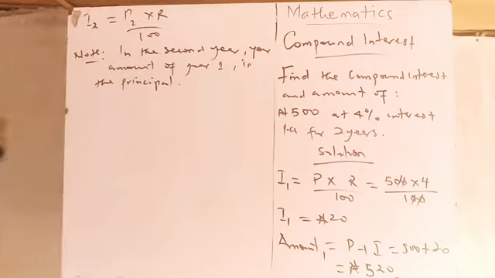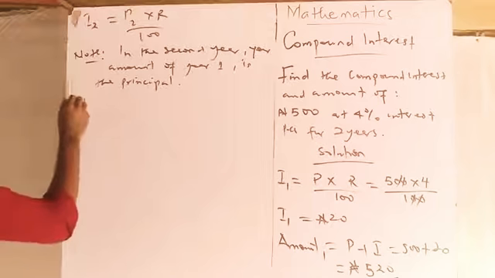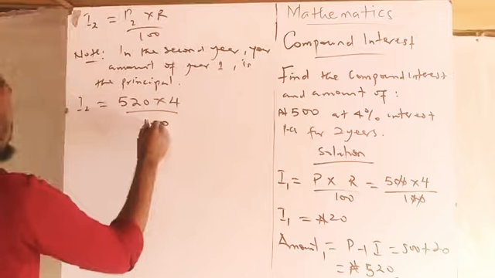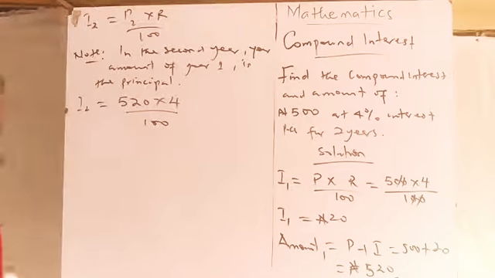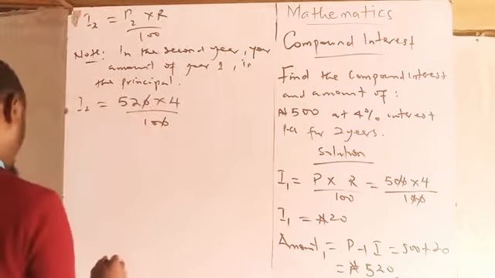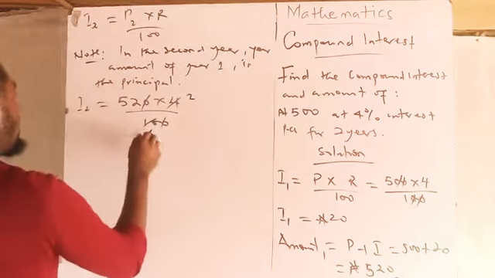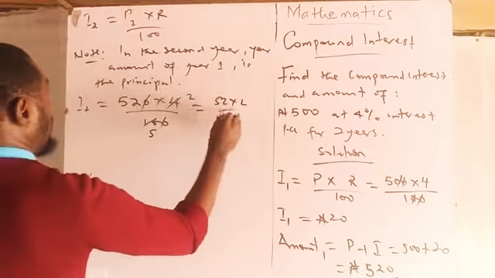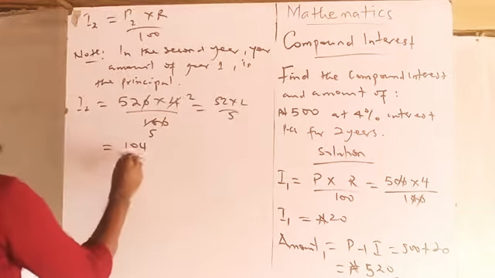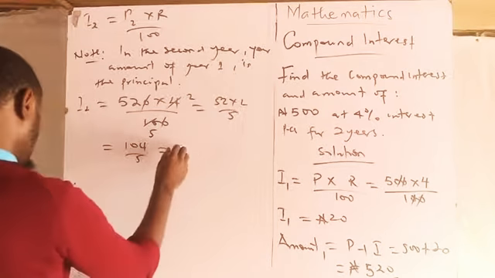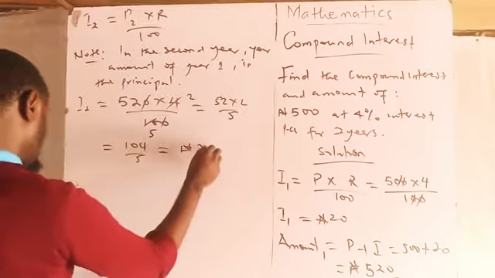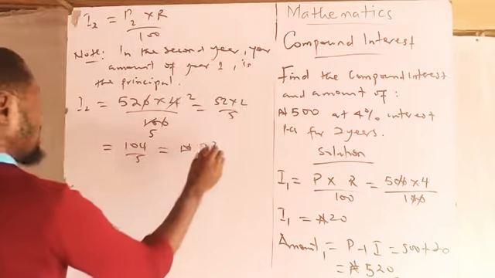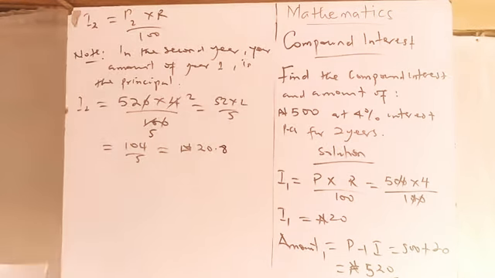Our amount of year 1 is the principal. So we have interest 2 now will be 520 times 4 all over 100. The 0 cancels the 0 out. 2 here is 2, 2 here is 5. So our answer will be 52 times 2 all over 5. That will give us 104 all over 5. And if you divide, that will be 20.8.